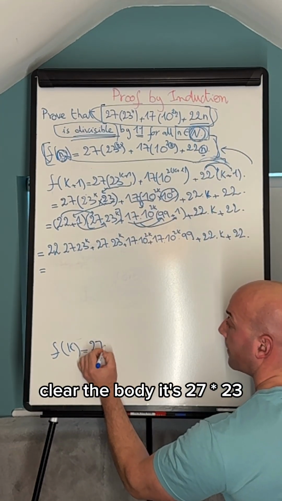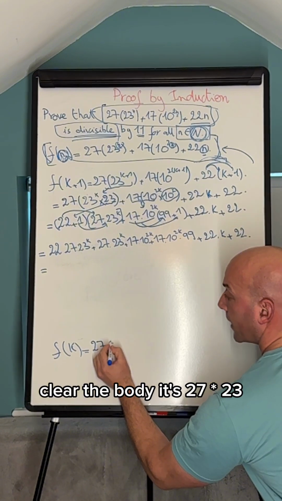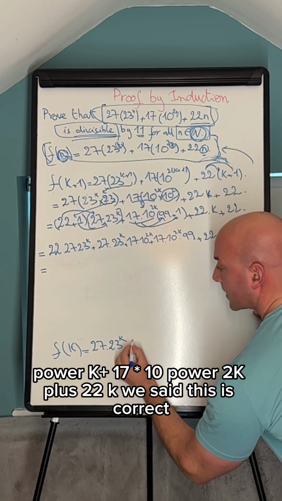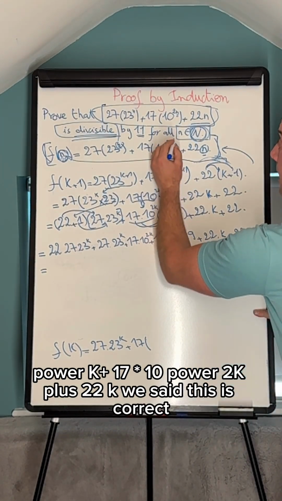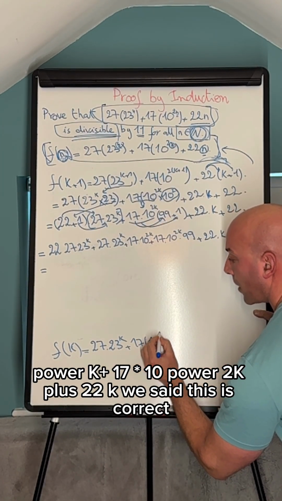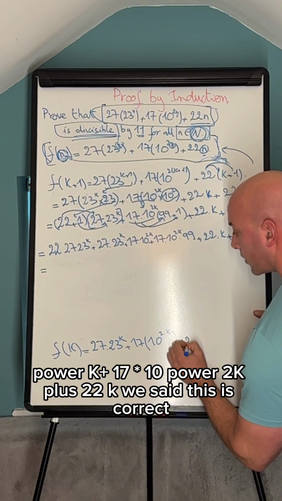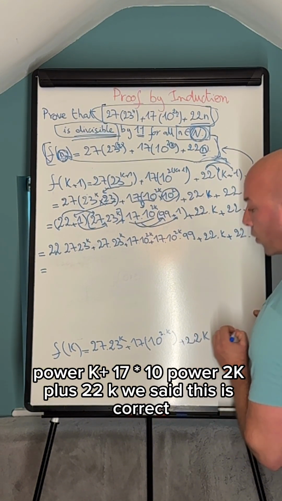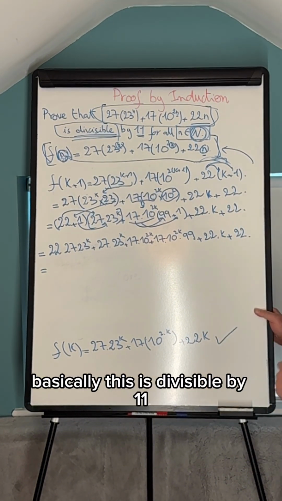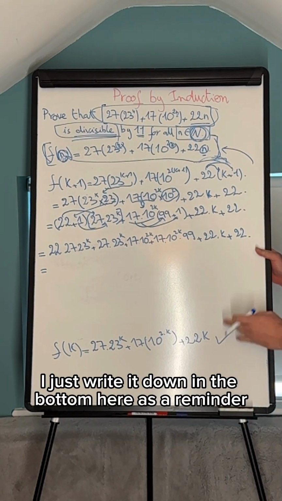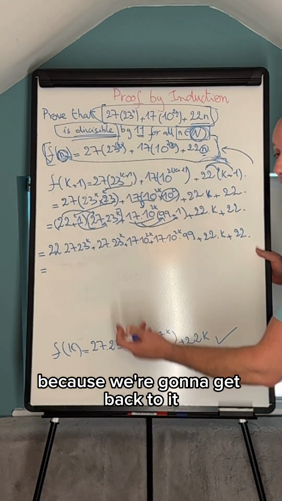It's 27 times 23 power k plus 17 times 10 power 2k plus 22k. We said this is correct. Basically, this is divisible by 11. We assume that this is divisible by 11. I'll just write it down in the bottom here as a reminder, because we're going to get back to it now.